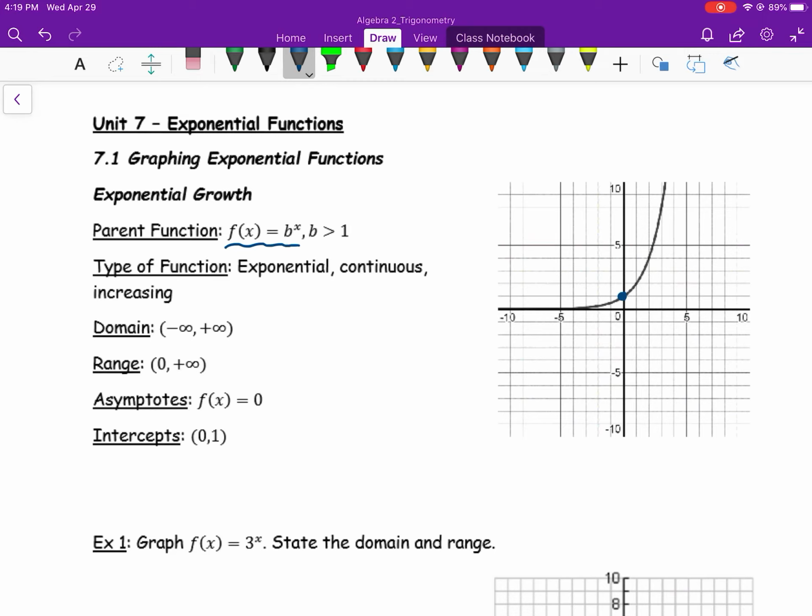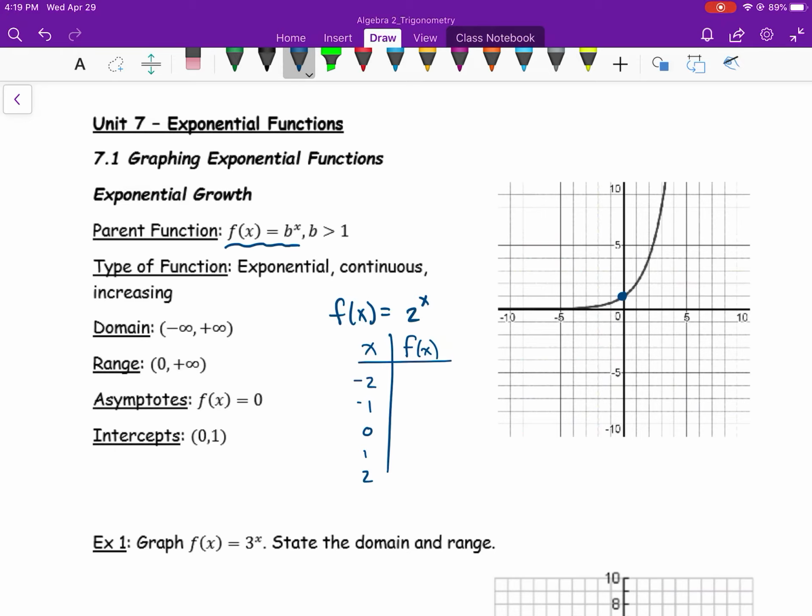So our parent function and the graph that I used right here is, keep the notation correct, f of x equals 2 to the x power. You can again use Desmos. Hopefully you guys are getting good at that. So I used negative 2, negative 1, 0, 1, and 2.